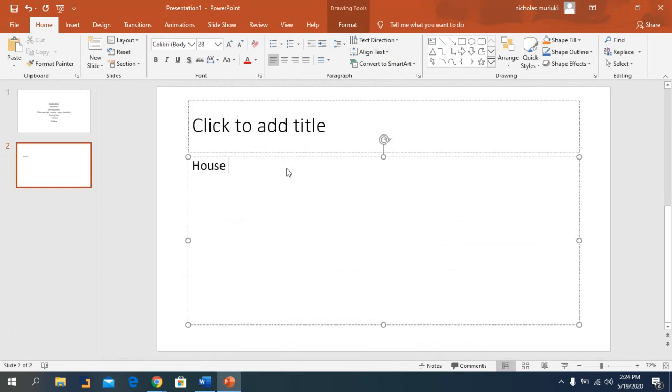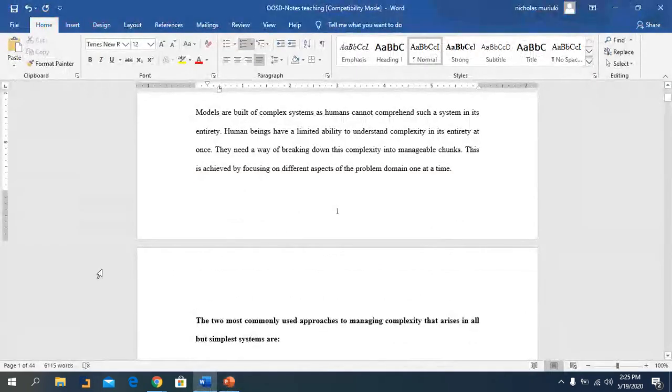And let's say it's a house that you are building. If you wake up today and say you are building a house, and then you start building, in some cases you will find that the house you have already built cannot accommodate everything. But if you come up with a structure, say a table room that requires maybe 20 feet or 30 feet, you will be able to come up with a real project that will be presentable. So that's why we are saying models are built of complex systems, as humans cannot comprehend such a system in its entirety. Human beings have a limited ability to understand complexity in its entirety at once.